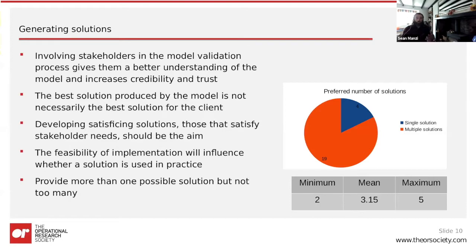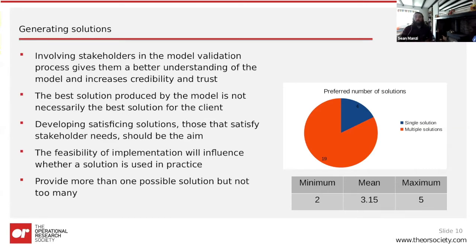So once we've managed to develop the formal model and get stakeholders to understand how the model's been built, getting them to validate the model and validate the outputs and see that it does relate to their actual system is a really useful way to get them to trust what's happening and increase the credibility of your model in their eyes.